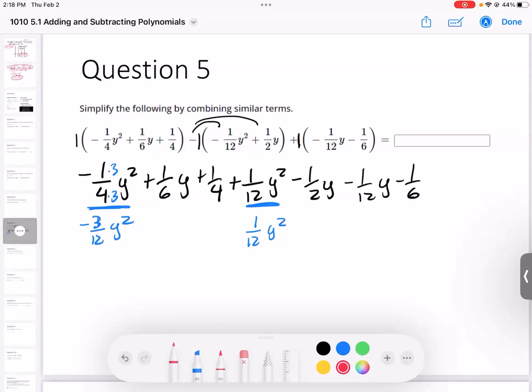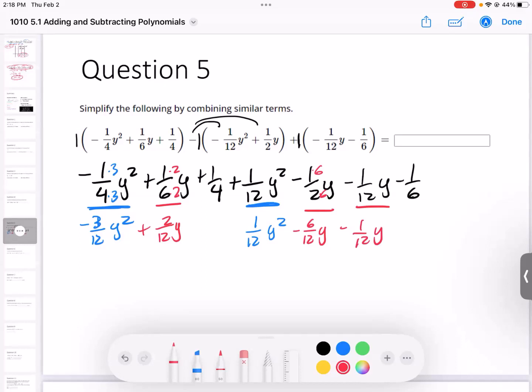I'm also going to need to combine my y's. And it looks like I have denominators of 6, 2, and 12. So my common denominator would be 12. So I'll multiply this by 2/2, which gives me 2/12 y. And that's a positive. And then on this one, I'll multiply the top and the bottom by 6, which gives me negative 6/12 y. And then this one is already in 12ths, so I don't need to do anything with it.